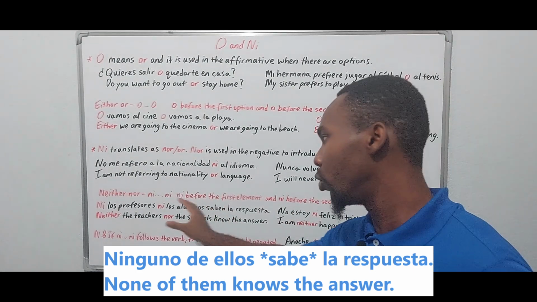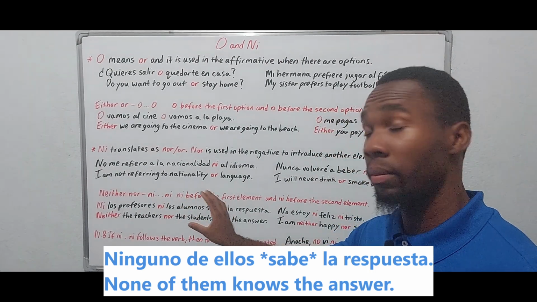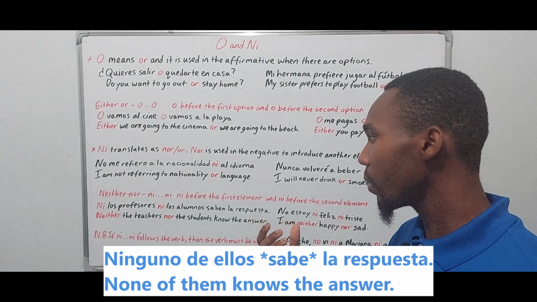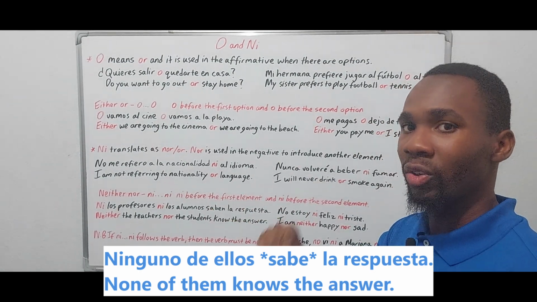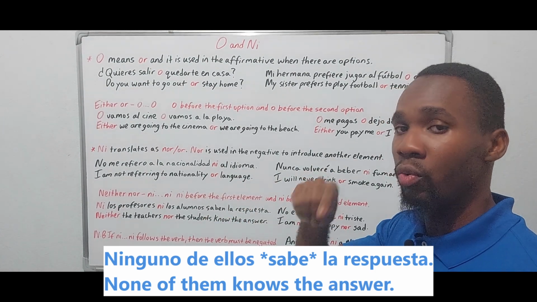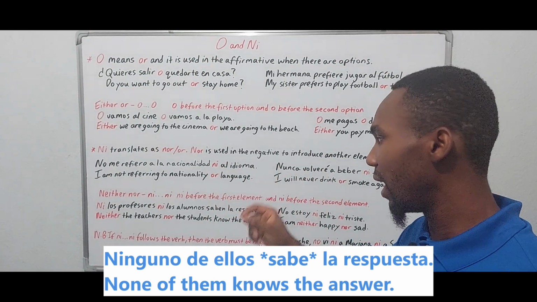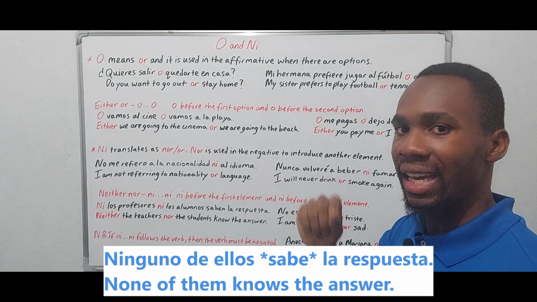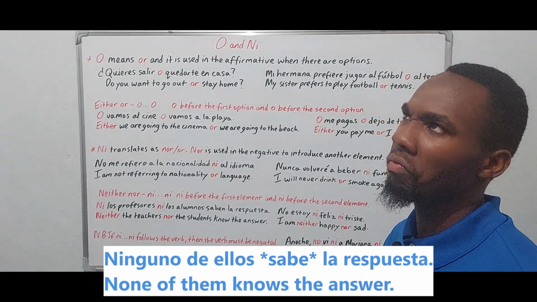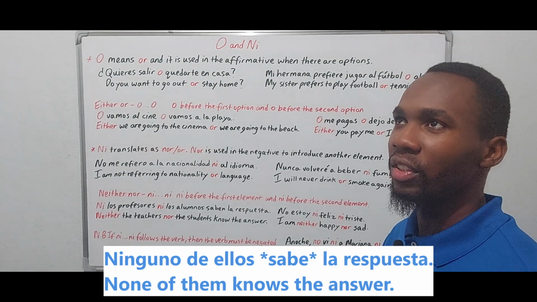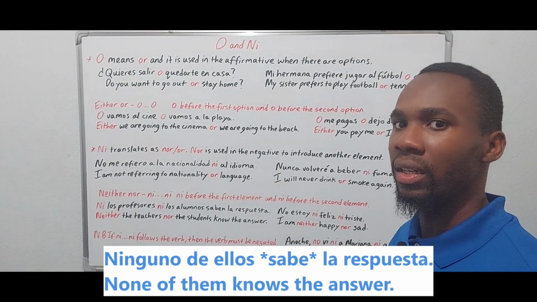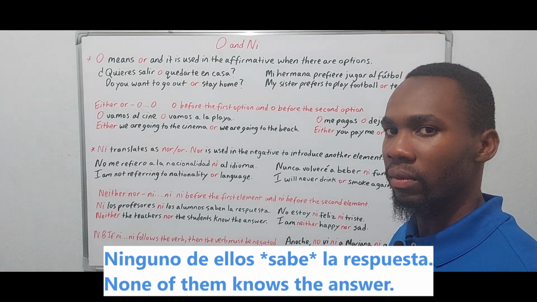Because they're masculine, we use ellos to group them. And you're saying none of them, so ninguno, because it's masculine, the ninguno has to be masculine, so none of them, ninguno de ellos sabe. In English we would say knows. None of them, that structure would be singular.